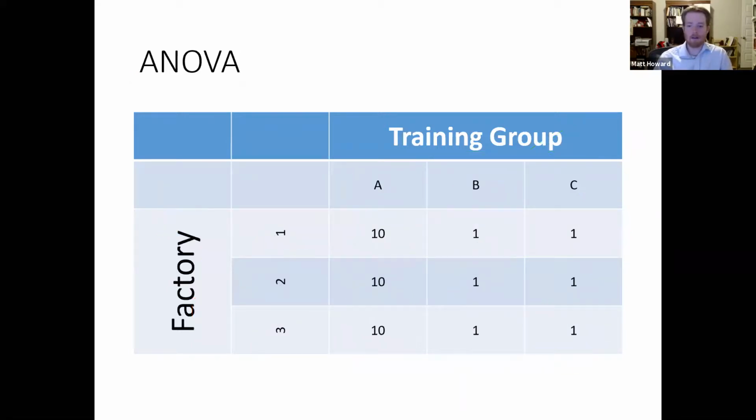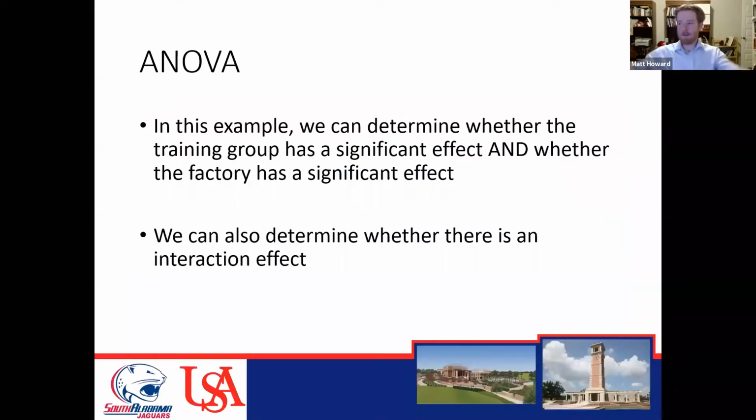Okay. One thing y'all should know about that, though, is in this example, we can determine whether the training group has a significant effect and also whether the factory has a statistically significant effect. However, we can also determine whether there's a significant interaction effect. And this is extremely important. We see this all the time in both research and practice.